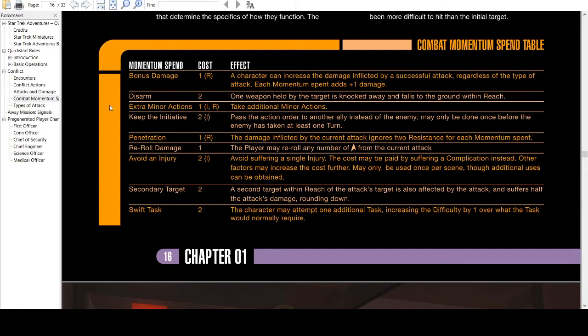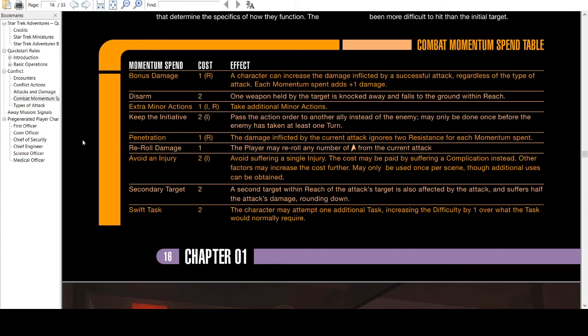Extra minor actions, 1 momentum, repeatable and immediate: take additional minor actions. Keep the initiative, 2 momentum, immediate: pass the action order to another ally instead of the enemy. May only be done once the enemy has taken at least 1 turn. So this part makes sense to me. Initiative is a side-to-side thing, in the sense that a player character starts first, then it's over to the enemy, and then back to the player characters, and then back to the enemy, and it goes on.